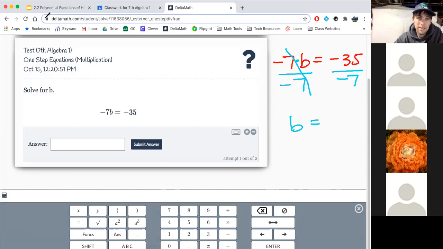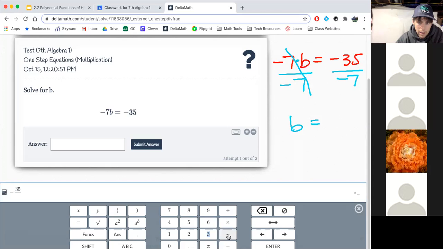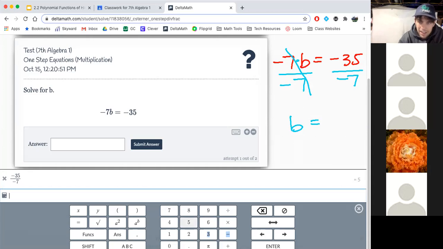So that tells me that b is equal to whatever we get here. And so then that means using our calculator, because that's a pretty tricky one. So that's negative 35 divided by negative 7. For some reason that doesn't work. There we go. So typing that in there, I got 5. So that's our answer for that one, 5.